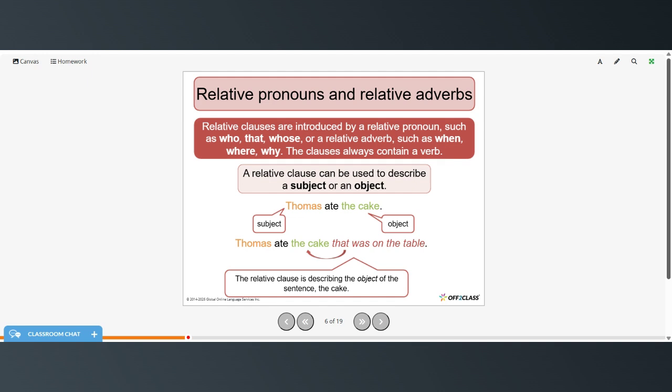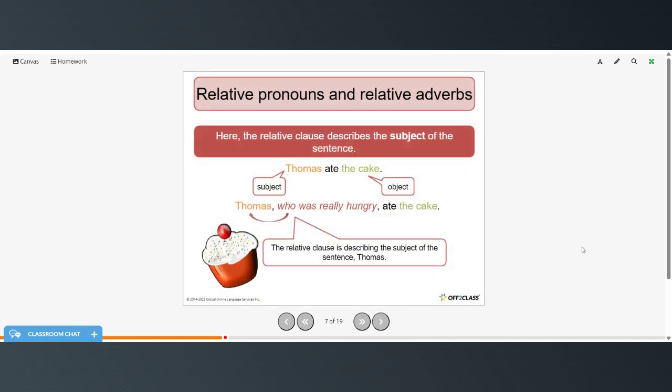Thomas ate the cake. So here, Thomas is the subject, the cake is the object. Thomas ate the cake that was on the table. So the relative clause, that was on the table, is describing the object of the sentence, which is the cake.